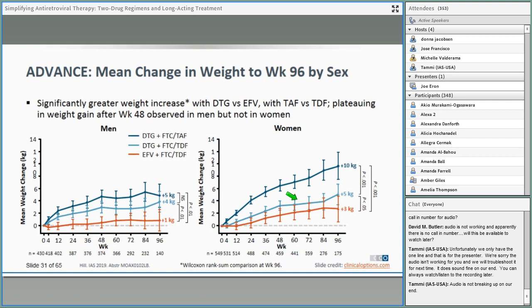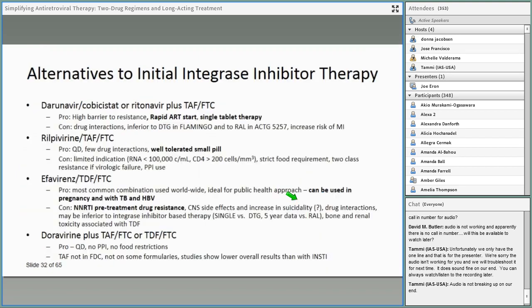And Paul Sax and his colleagues published a paper in CID just a few months ago showing that basically if you compare Dolutegravir with Bictegravir, weight gain is almost exactly the same, and I would urge you to take a look at that paper. These are some alternatives to initial integrase inhibitor therapy. I'm not going to go through these. We do wonder whether any of these will have less impact on weight gain.